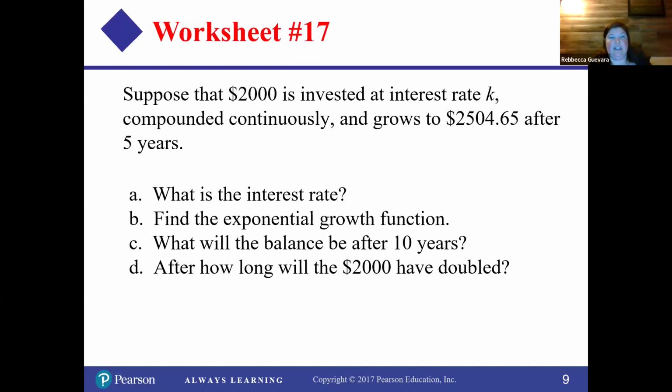So knowing that, your next worksheet problem is, suppose that $2,000 is invested at an interest rate of k compounded continuously and grows to $2,504.65 after 5 years. So notice we were not given an interest rate. You have everything to find the interest rate. Then you're going to find your exponential growth function, find out what the balance would be after 10 years, and then figure out how long it takes for your investment to double.